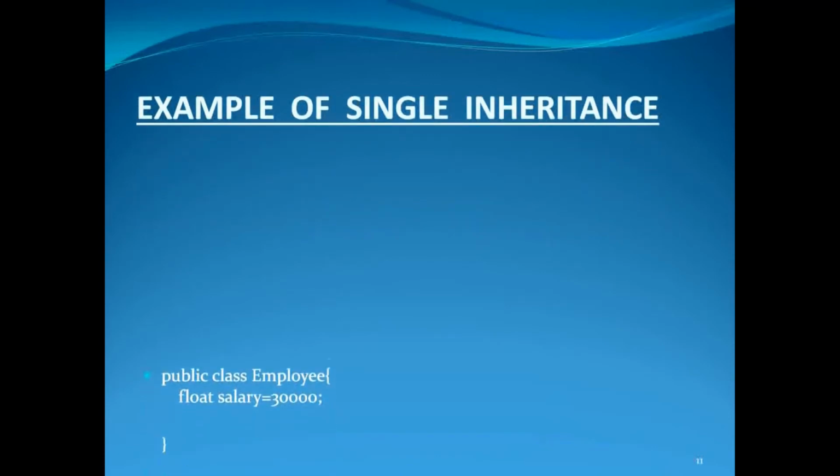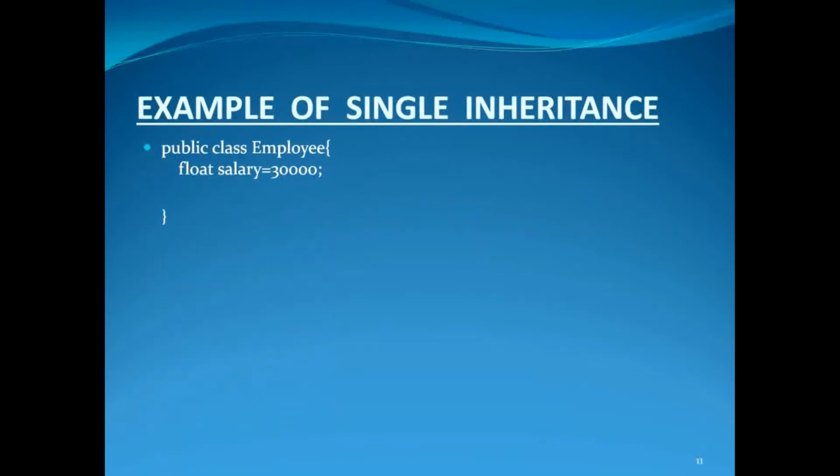Now let me show you with the help of a program. Here, public class Employee. We know that Employee is a class and that is public. It has a field known as salary. Similarly, Programmer is a class. It also has a field known as bonus.